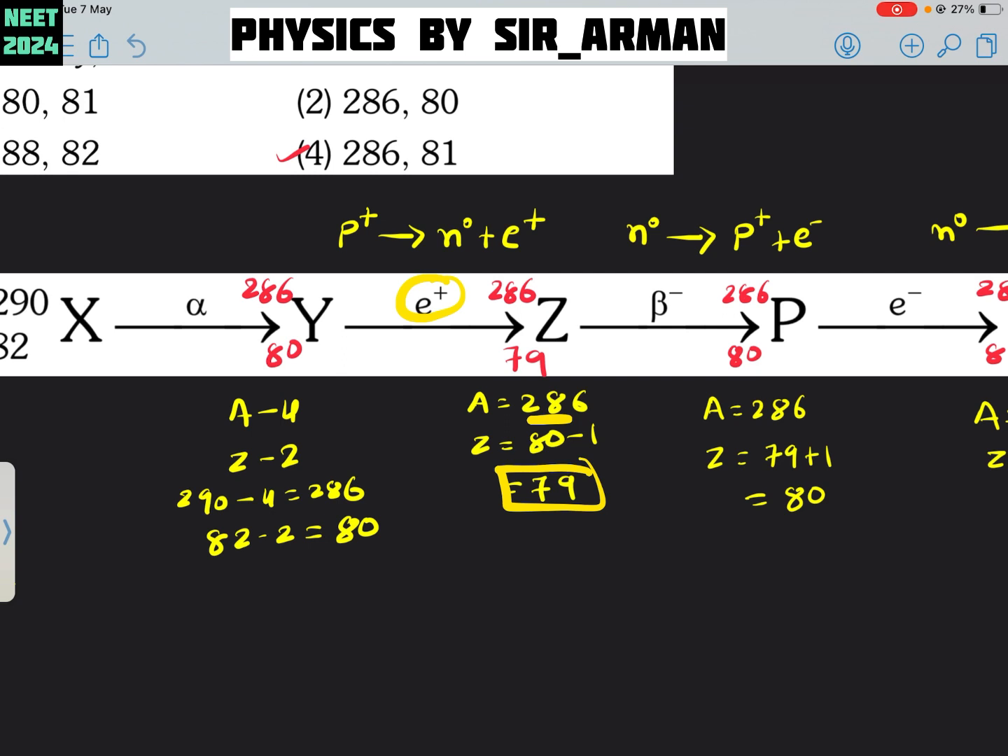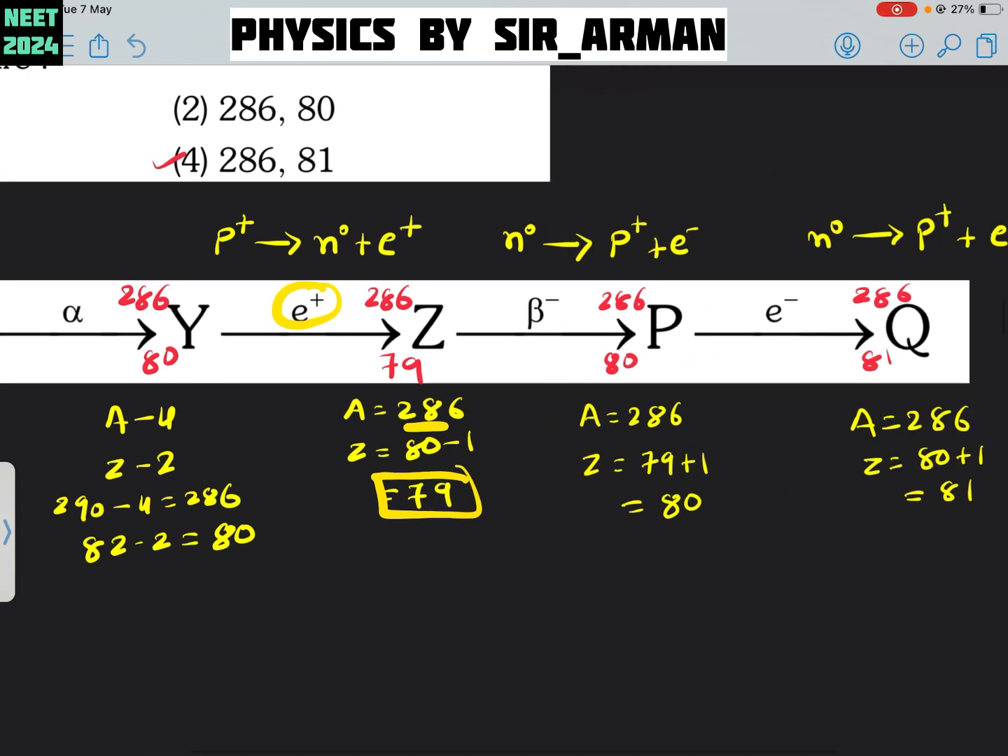In the next process, a neutron is decaying into a proton and an electron, that is a beta minus decay. The electron comes out from the nucleus, whereas the proton resides in it. Here a neutron converts itself into a proton. So the number of protons increases, the number of neutrons decreases, but the mass number remains the same. As the number of protons increases, the atomic number increases by 1. So it is 79 plus 1, it becomes 80.